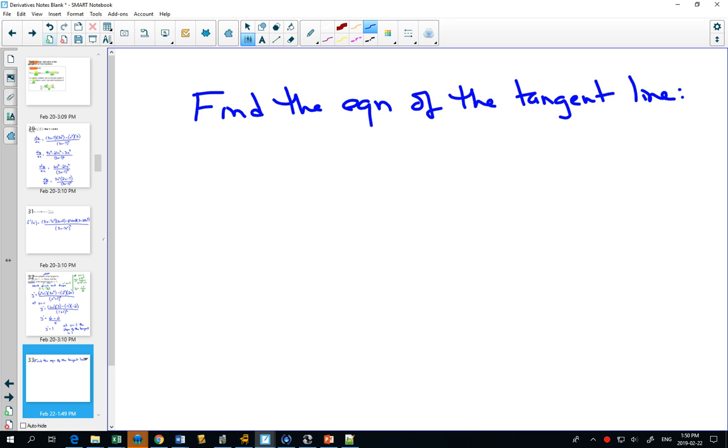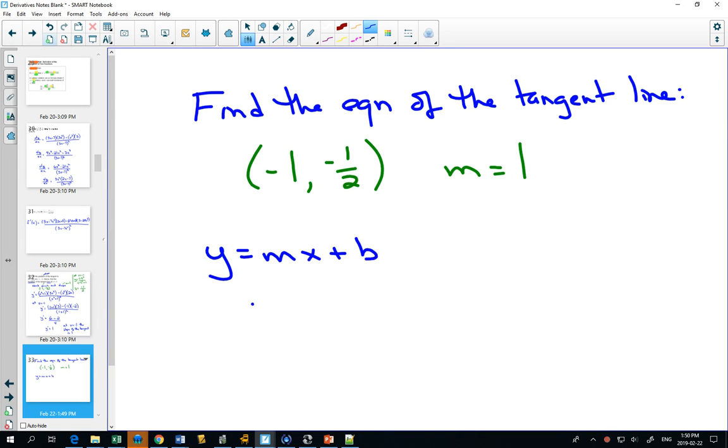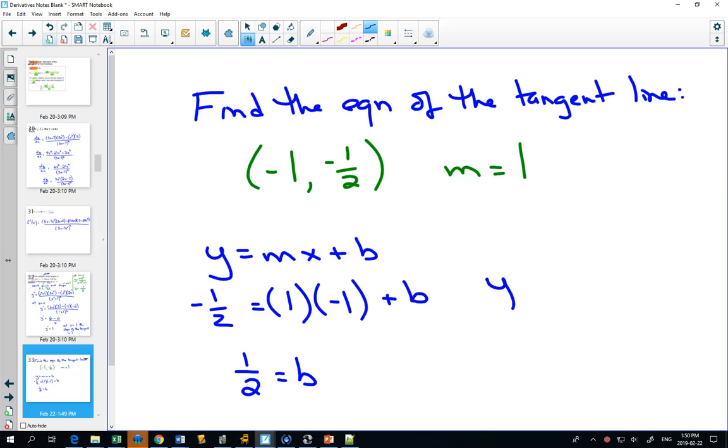We can now find the equation of our tangent line. We know that our point was -1, -1/2. And we know that our slope was 1. If you wanted to use y equals mx plus b, you know what your slope is, it's 1. You know your point, you can plug in -1 for x and -1/2 for y. And the only thing you don't know is b. Add 1 to both sides. Solve for b.